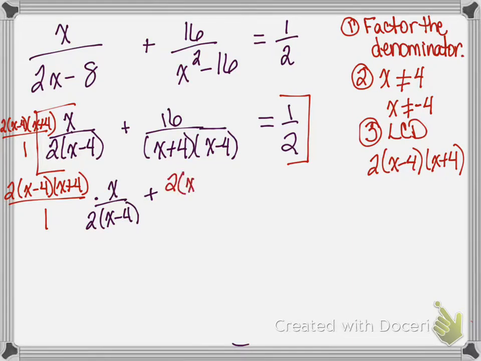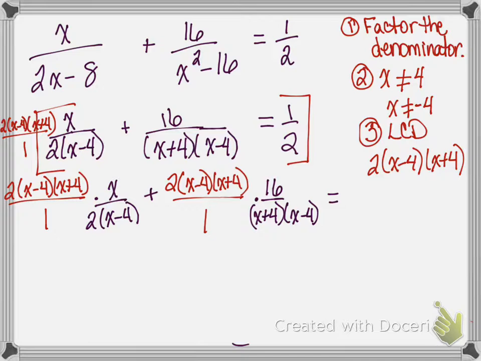2 times x minus 4, x plus 4, over 1 times 16 over x plus 4, x minus 4. And the reason that you don't multiply these things out is because some of this stuff's going to cancel. So you don't want to multiply out your denominator, your LCD, until after we've done all this part. Okay, 2 times x minus 4, x plus 4 over 1 times 1/2.